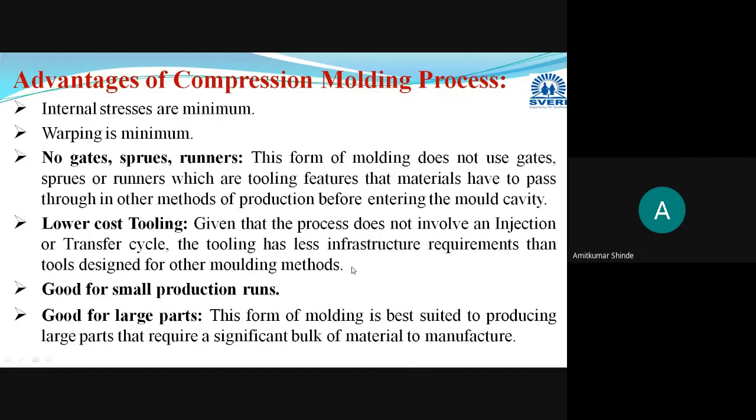And this method is also suitable for molding or manufacturing of large sized components or large sized parts. Okay, it is very much suitable for that also. This form of molding is best suited for producing large parts that require a large amount of raw material, or bulk of the material, to manufacture. You can go for this compression molding process. So these are some advantages of the compression molding process.